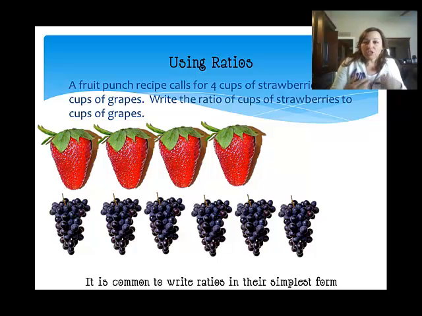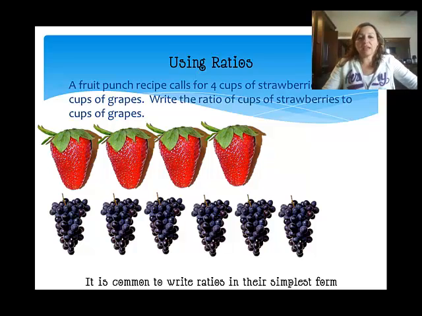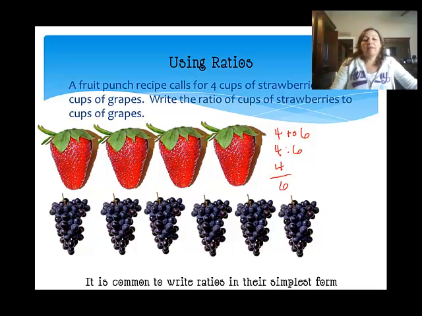So when you're using ratios, say a fruit punch recipe calls for 4 cups of strawberries and 6 cups of grapes. So write the ratio of cups of strawberries to cups of grapes. The one mentioned first is the numerator, and second is always your denominator. But there's 3 ways to write this. Remember, we talked about 3 ways to write this ratio. We have 4 to 6, we have 4:6, or we have 4 over 6 using a fraction bar.